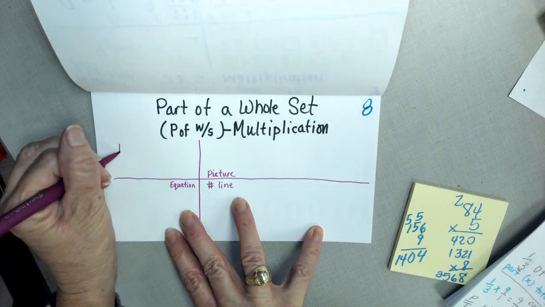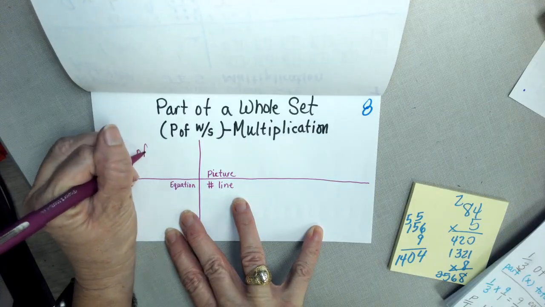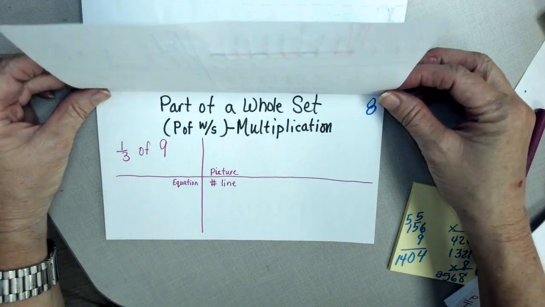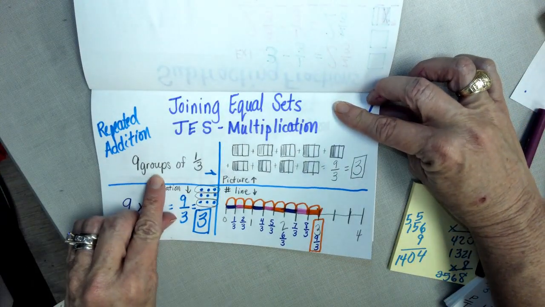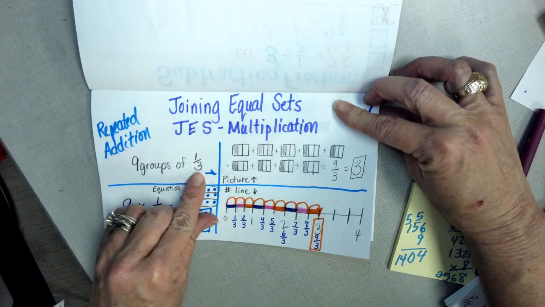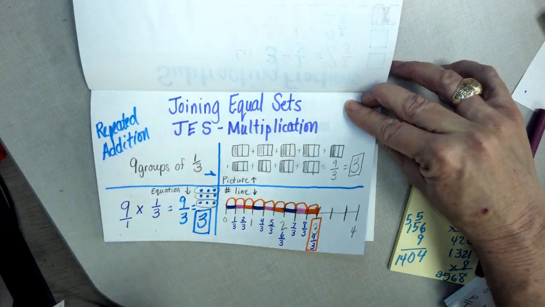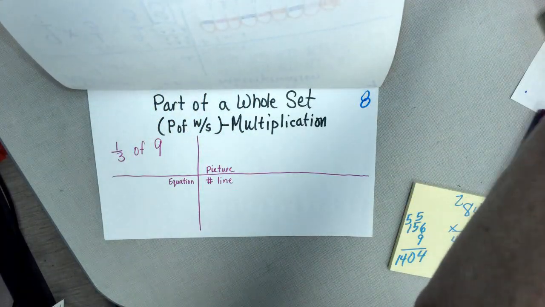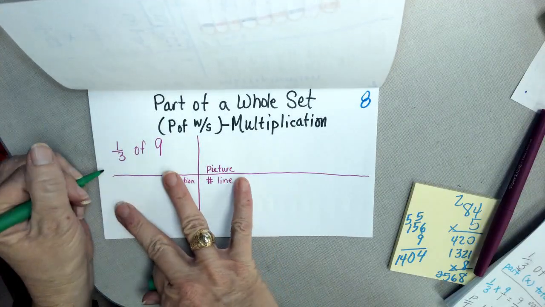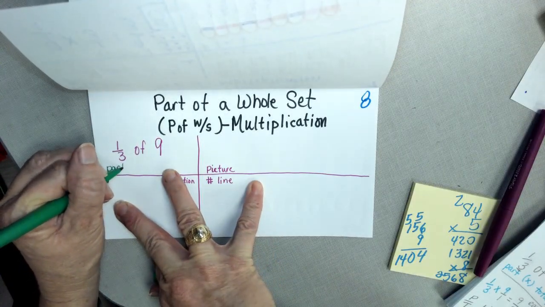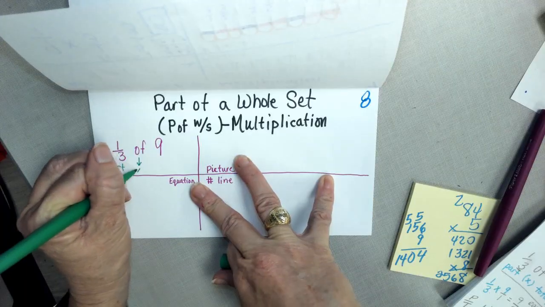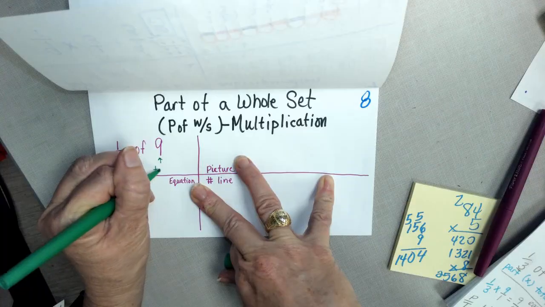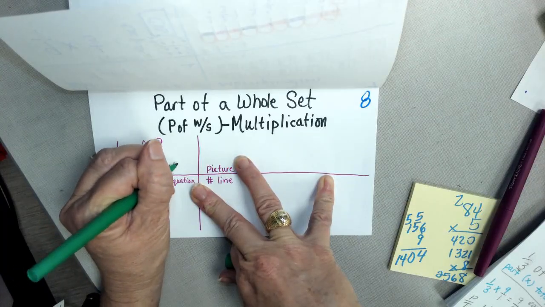So our information is going to look like this: 1/3 of 9. So if I flip back to yesterday we had 9 groups of 1/3. Today we have that same information, but now it is split. So when I think about part of a whole, I want to go ahead and label 1/3 as the part. Remember, the word of means multiply. And when we're thinking about the number 9, we want to think about that as being the total or the whole set.